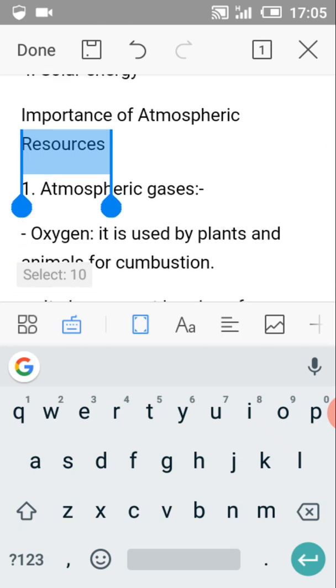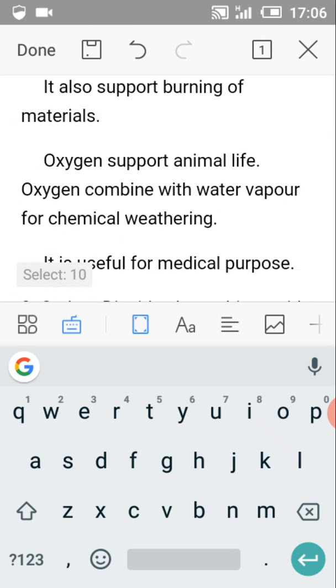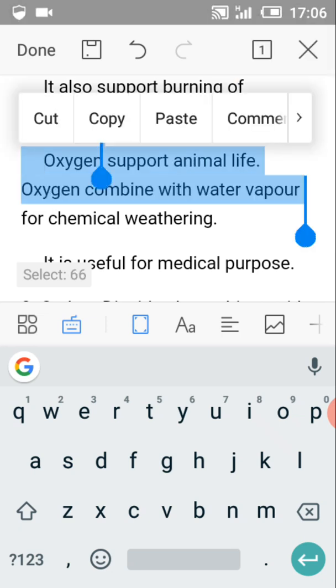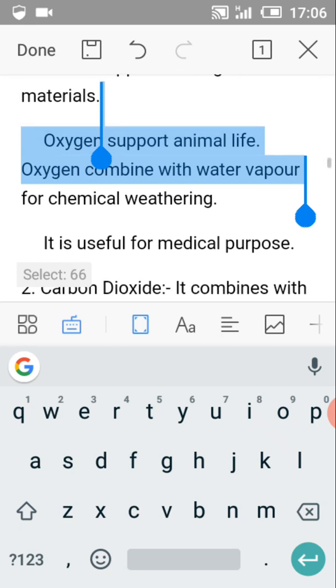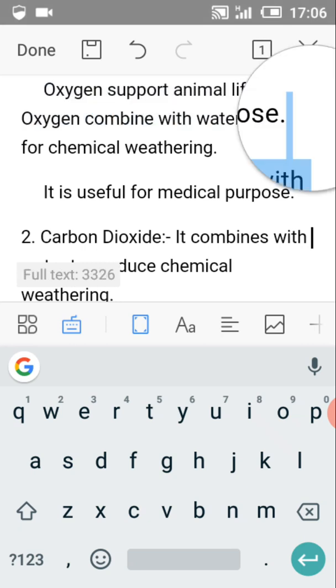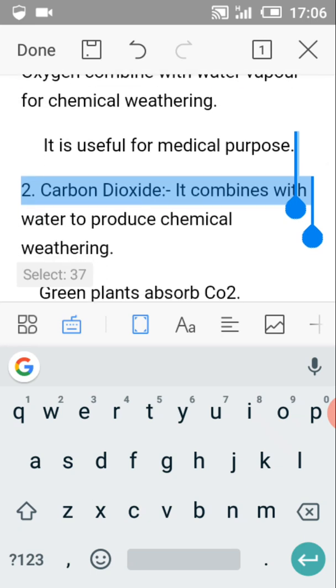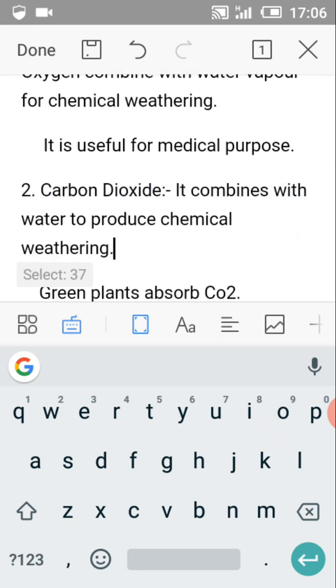Atmospheric resources such as oxygen are useful to plants and animals for combustion. It also supports burning of materials. Oxygen also supports animal life. Oxygen combines with water vapor for chemical weathering. Oxygen is also useful for medical purposes. Carbon dioxide combines with water to produce chemical weathering.